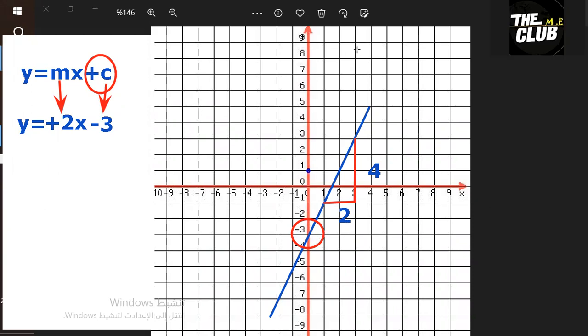Listen to this. The gradient is the y movement for each positive x movement. That's the definition of the gradient. Even if you took it the other way, from here, for example, it will give you the same answer. Rise over run. Same answer.